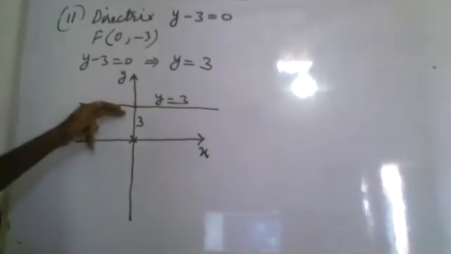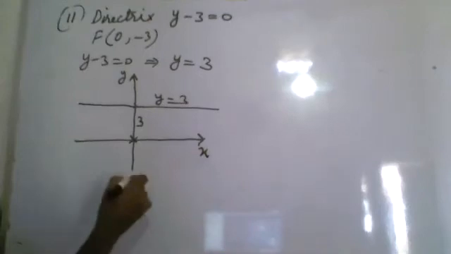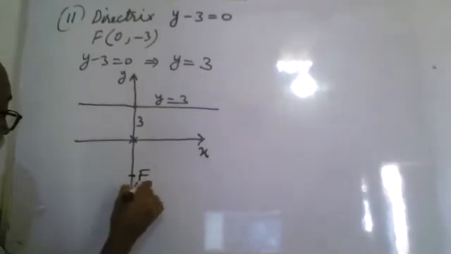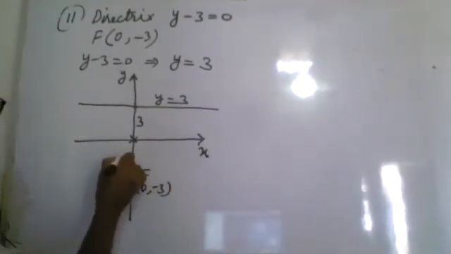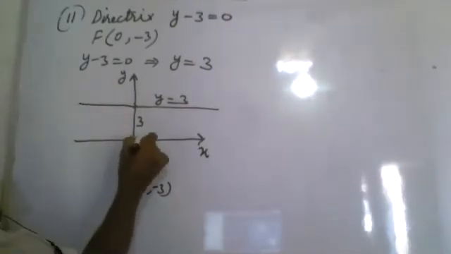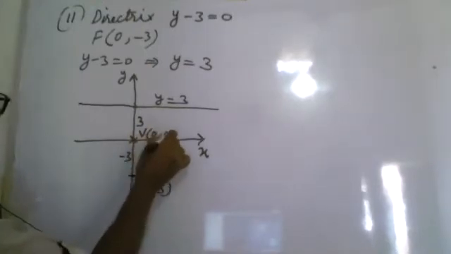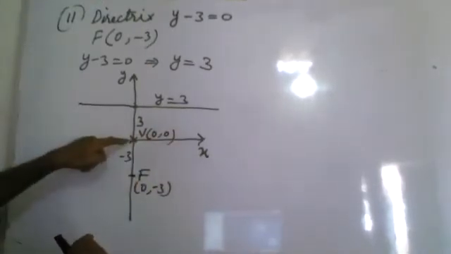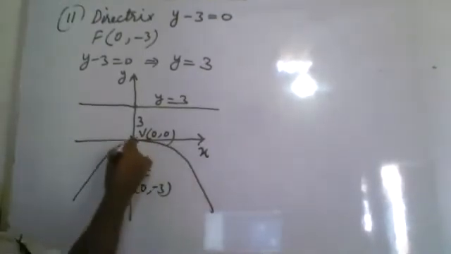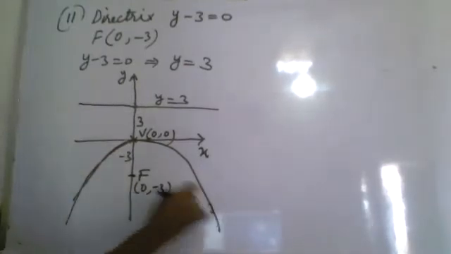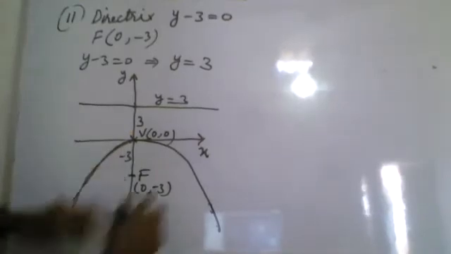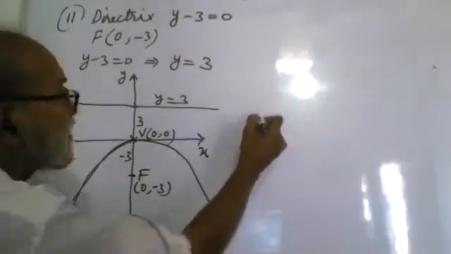So the parabola will be on the opposite side. Focus is (0, -3). This is the distance, minus 3. So the distance between 3 and minus 3 is 0, and the vertex will be at the origin. So the parabola will be in this way. The distance is minus 3, so p is minus 3.